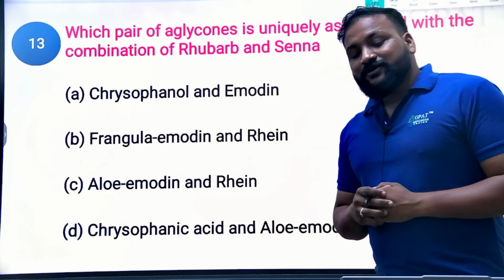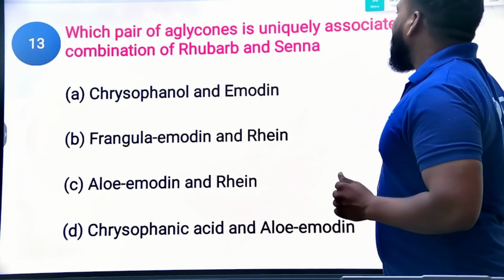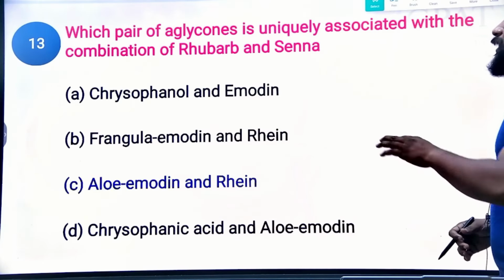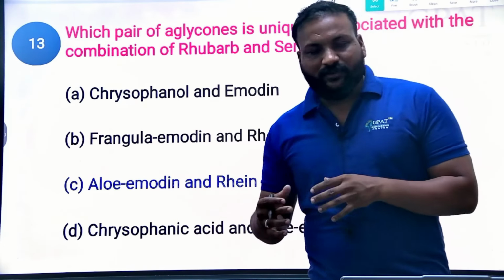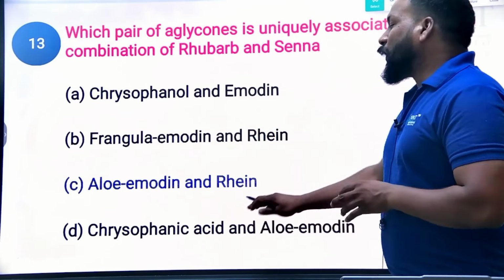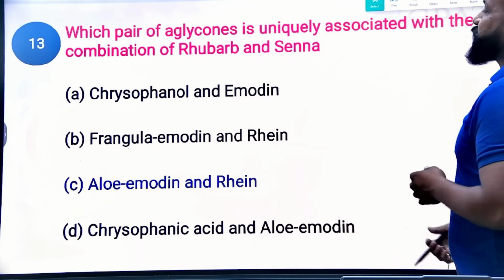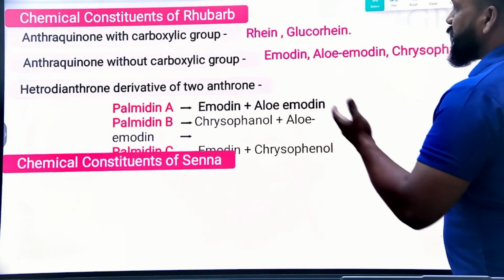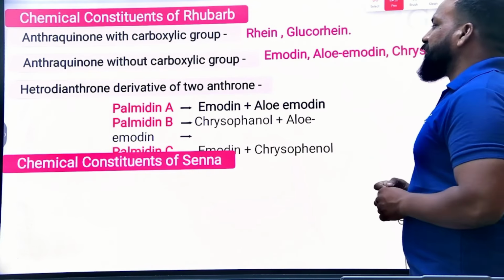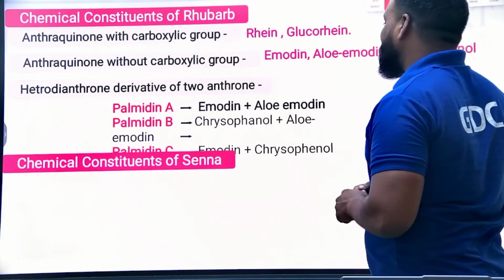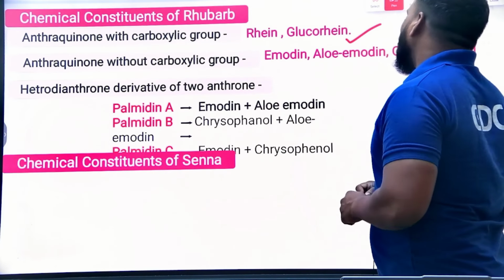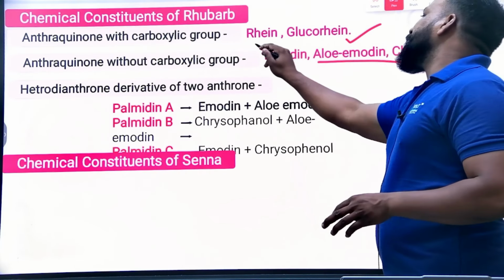So undoubtedly the right answer will be option C, sennoside and rhein. We have seen this one so many times. Because it's an anthraquinone glycoside. Anthraquinone with the carboxylic acid, so that is rhein and glucuronide. Okay, sennoside and rhein.